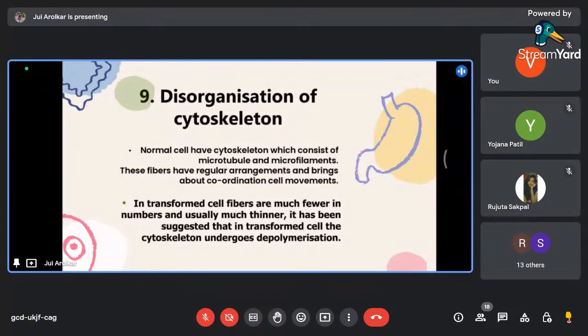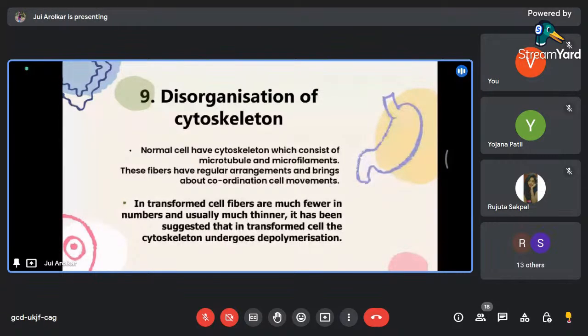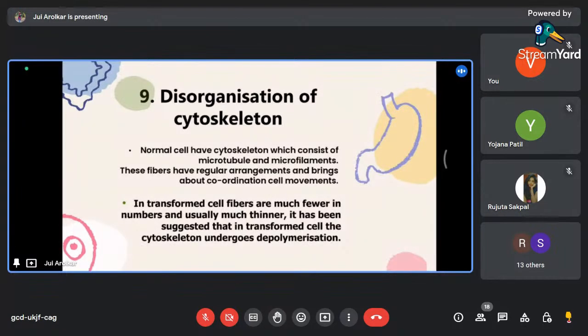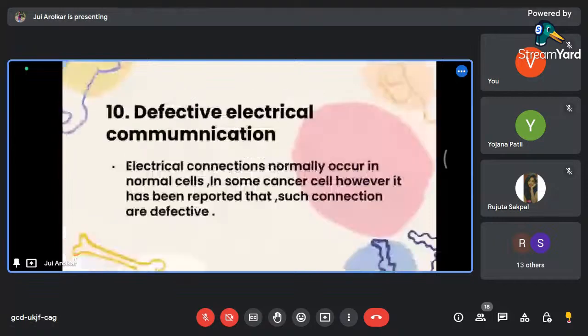Then ninth property is disorganization of cytoskeleton. Normal cells have cytoskeleton filaments. These fibers have regular arrangement and bring about coordinated cell movement. But in transformed cells, fibers are much fewer in number and usually much thinner. It has been suggested that in transformed cells, the cytoskeleton undergoes depolymerization.